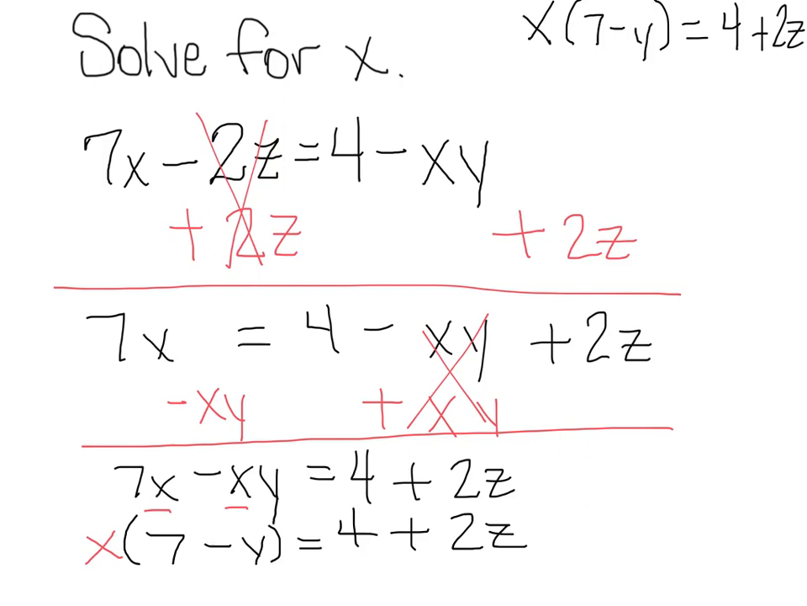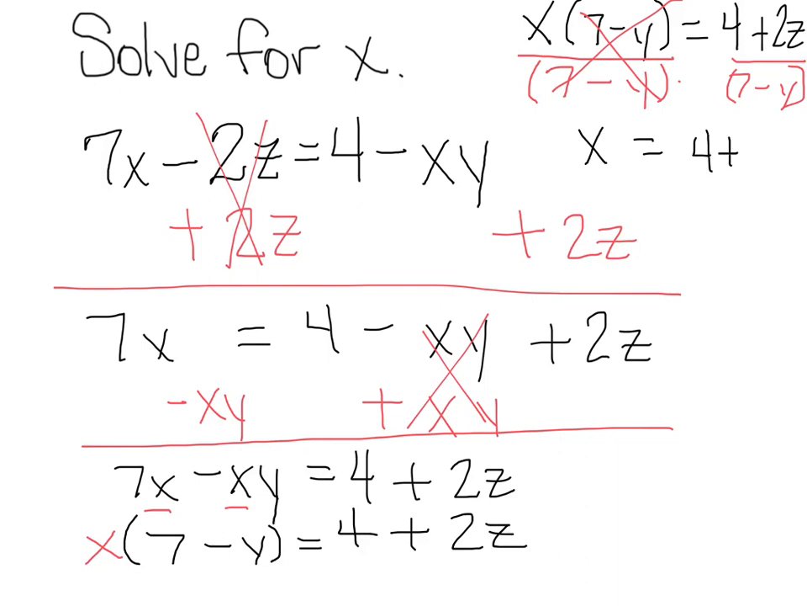Okay, thinking about multiplication, the opposite of multiplication is division. So I'm going to divide by 7 minus y. Divide both sides. What you do on one side, you got to do to the other. Now you have x isolated. You have x equals 4 plus 2z divided by 7 minus y.